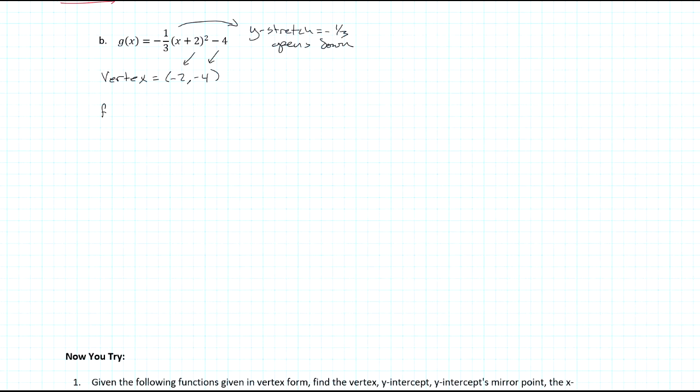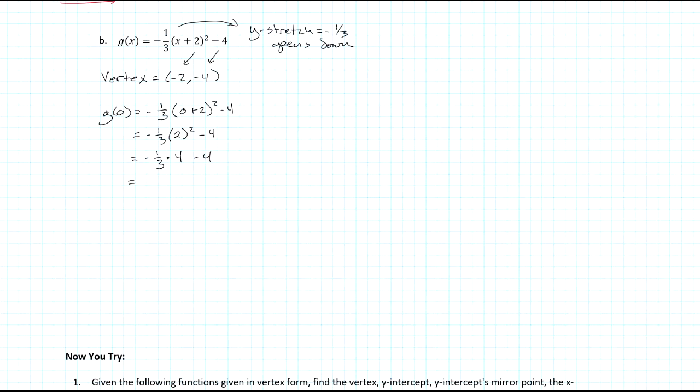And I want to get that y-intercept, g. I'm going to plug in 0 for x here. I'll get negative 1/3 times 0 plus 2 squared minus 4. And we just need to work this out. So negative 1/3 times 2 squared minus 4. So it'll be negative 1/3 times 4 minus 4.